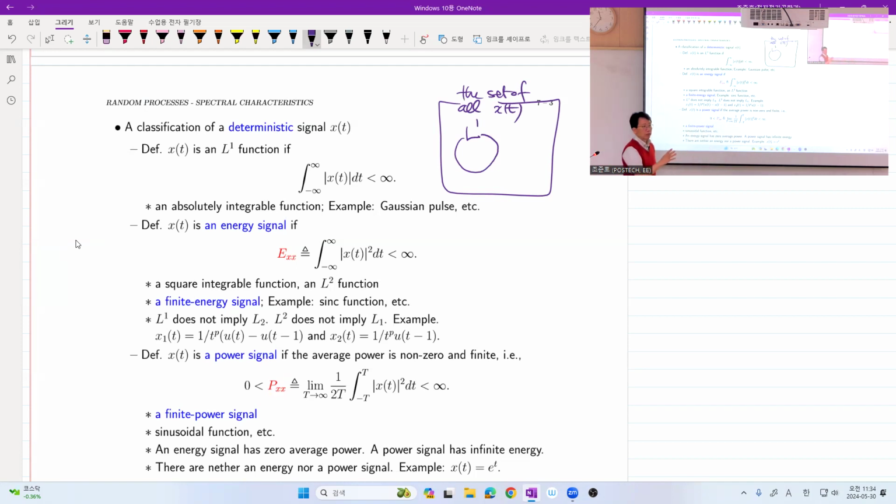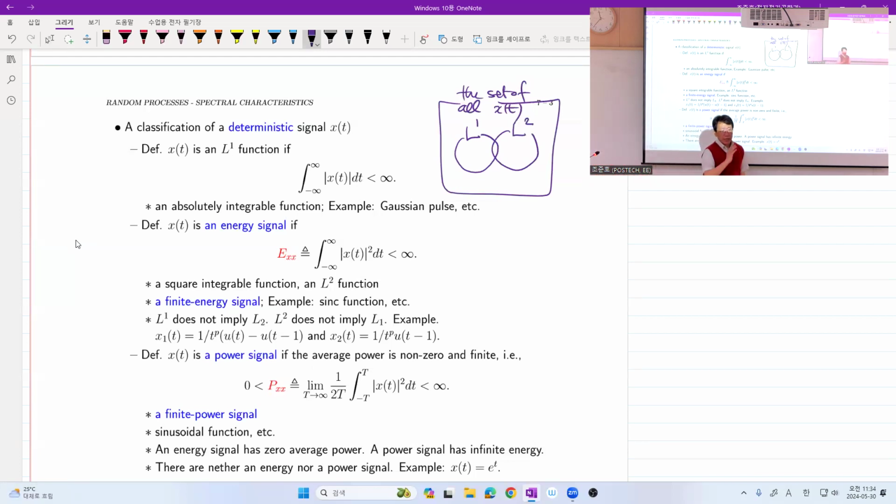It's absolutely integrable. Now, as an engineer, you want to generalize that one or have some parallel to that. The second one is square integrability. So we take the absolute value, raise it to the power of 2, and then integrate. And if that value is finite, then we call the signal L2. Got it? So here is another one.